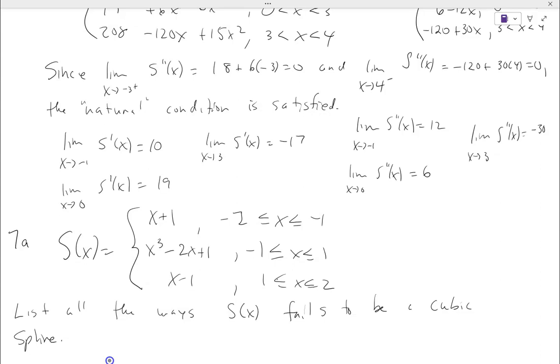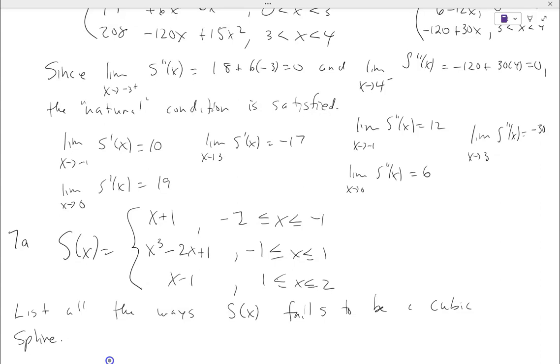All right, so the first part I would probably check is make sure the natural condition is defined. Well, if I look at the second derivative of the first piece and the last piece, what do we get? 0. So that part's okay, right? So it does not fail to be a natural cubic spline, because for the endpoint condition, the second derivative at the endpoint is 0. They're linear functions, right?